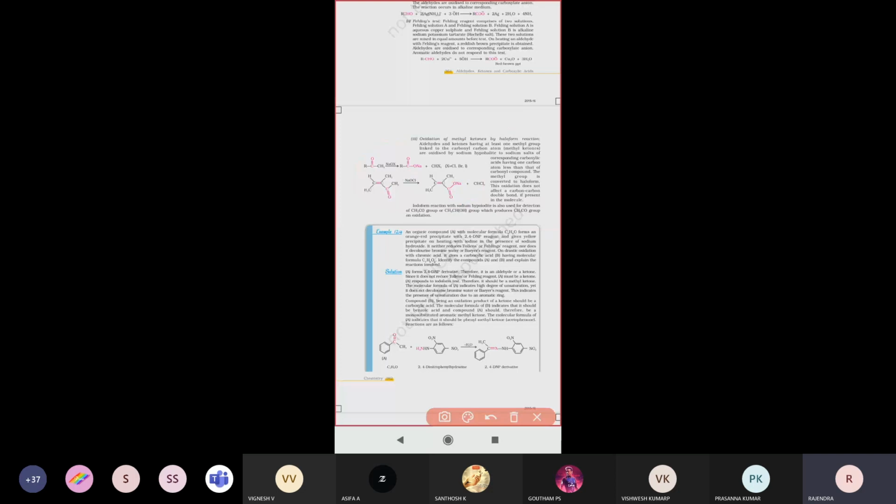Simply you have to remember that if you do oxidation of an aldehyde or a ketone, a carboxylic acid compound will be formed. So this is about the chemical reactions of your aldehydes and ketones.